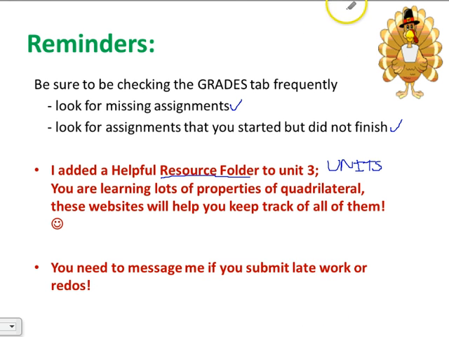And then remember, you do need to let me know when you submit late or redo work. I'm still getting students that are not doing this, and if you're not doing that, I'm not going to be able to know that you did those assignments, and you're not going to get those graded. So you need to let me know when you are submitting late work so that I know to grade those. If you don't, your work will not get graded. And you do need to tell me the specific assignments that you turned in late. Don't just say I submitted a bunch of work from Unit 3. You need to tell me specifically what assignments you did.